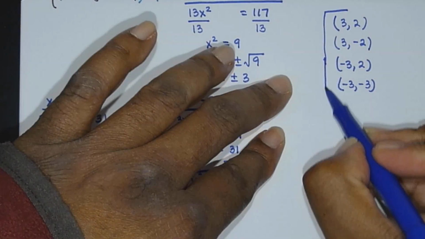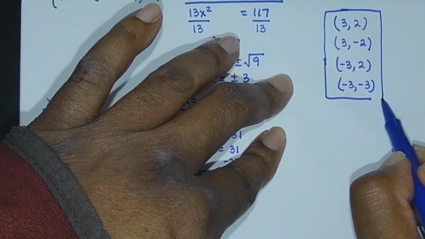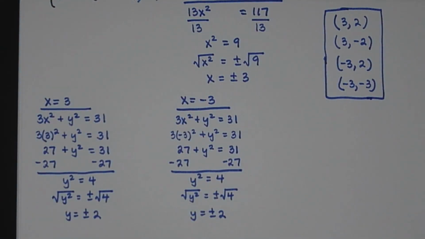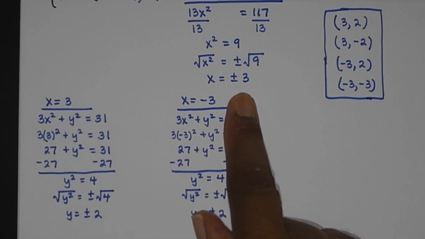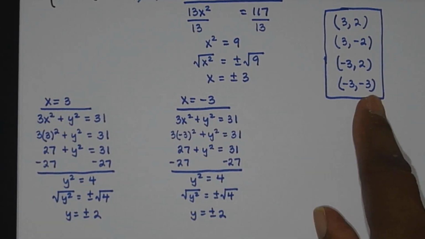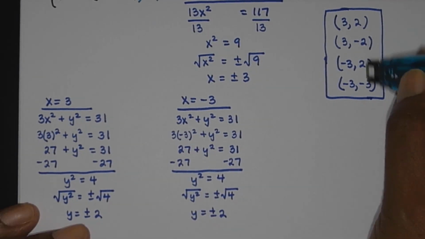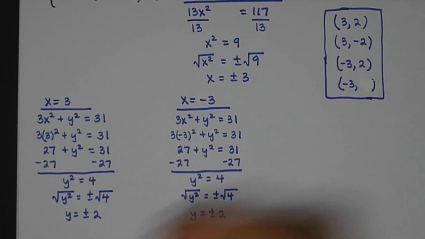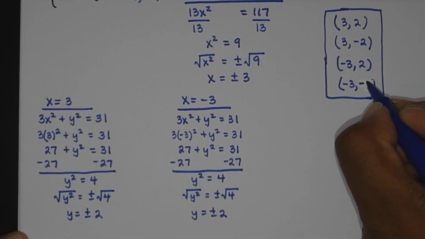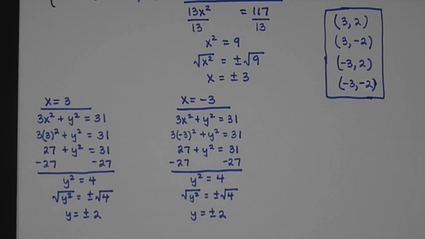So here I have 4 solutions for this system, or 4 ordered pairs for this system of nonlinear equations. 3, 2, 3, negative 2, negative 3, 2, and negative 3, negative 3. Are there any questions about problem number 15? Plus or minus 3? Oh, I'm sorry, negative 2. Thank you. Just going too fast. Glad you asked.